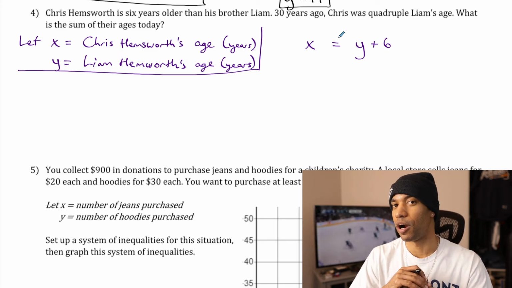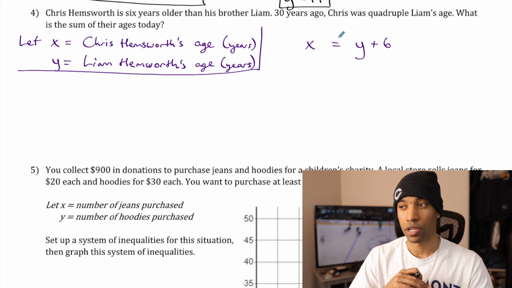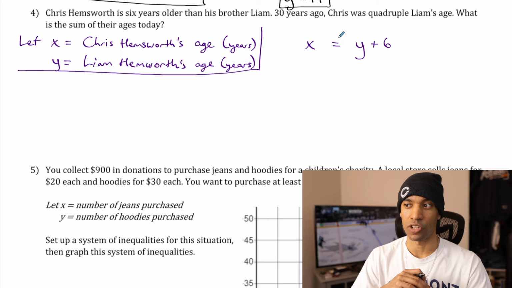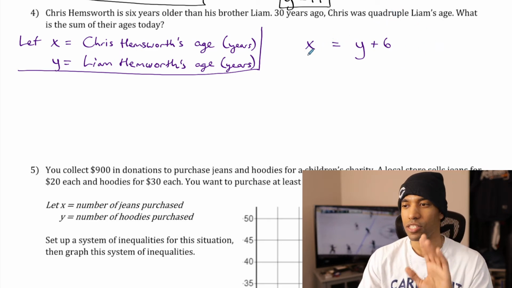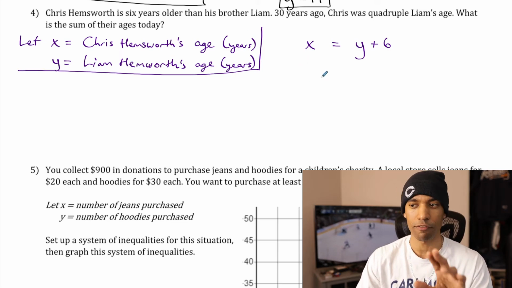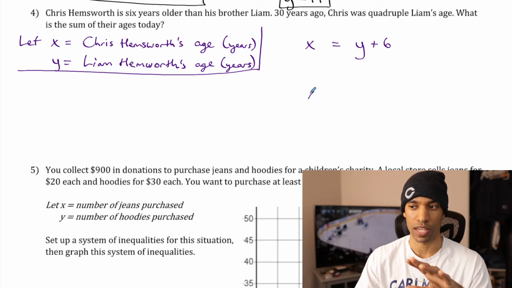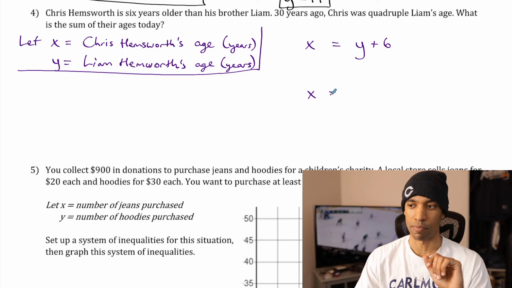This part's a little harder. This isn't something that my students have really run into, so this is going to be a little different. 30 years ago, Chris was quadruple Liam's age. Now, the quadruple part means 4 times the age. So let's state for a moment, this isn't quite correct, but let's say that Chris's age 30 years ago was x, and Liam's age 30 years ago was y.